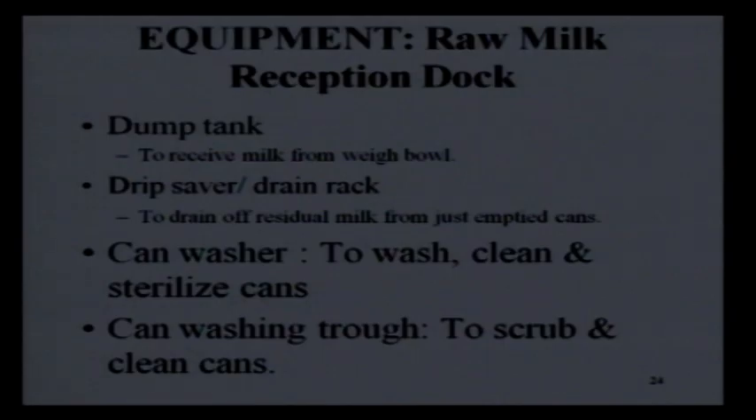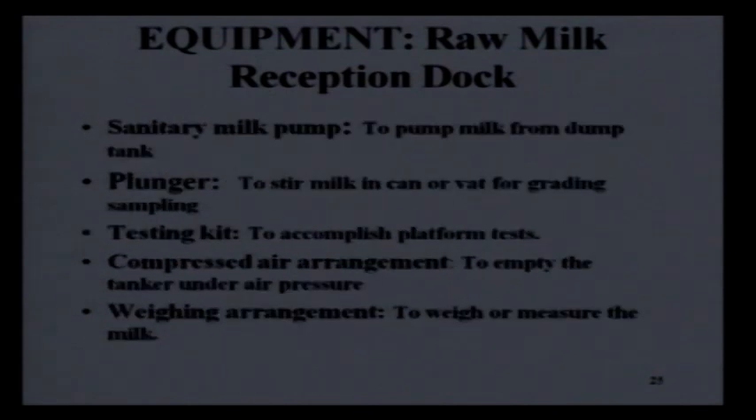Then the can washer to wash, clean and sterilize cans. Can washing trough for cleaning the cans from outside is there. Then we have a sanitary milk pump to pump the milk from the dump tank. Plunger to stir the milk in the can or vat for grading and sampling. Testing kit, particularly for the platform test when the milk is received.